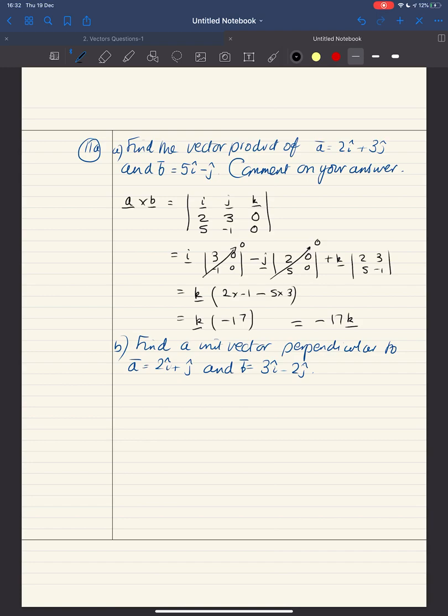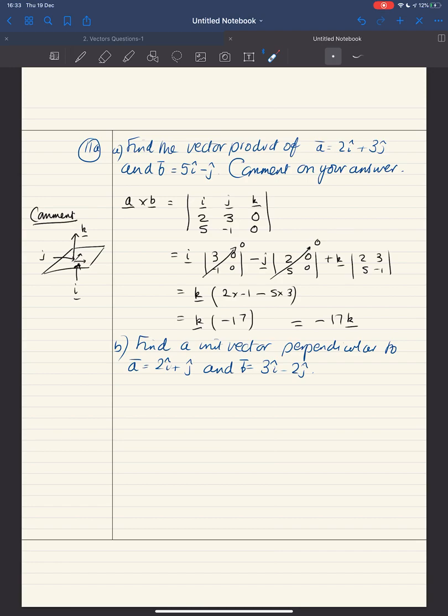So, comment on your answer. The comment should be that the vector product of A and B is a vector that's perpendicular to the plane containing A and B. Because A and B are made up of I's and J's only, so if this is I and this is J, the perpendicular direction is K. Because these just have I's and J's in them, the answer has to be made up of K's. Okay, so that's what's going on there.